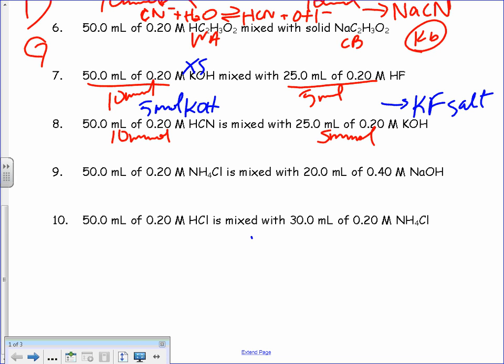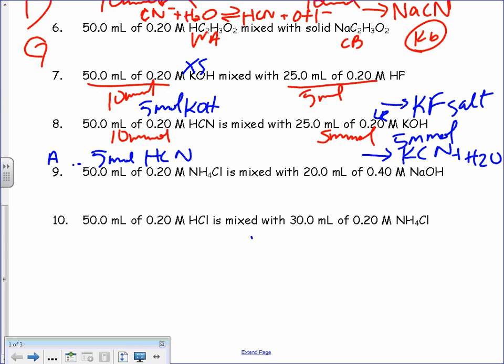So we've got 5 millimoles of HCN left over, and we know this one's the LR, so it's gone. Then we have the KCN, potassium cyanide, and water. How much potassium cyanide do we have? 5 millimoles, because it's being subtracted and added, right? So now, what do we have here? We have a buffer, because it's a weak acid and its conjugate in the form of a salt.